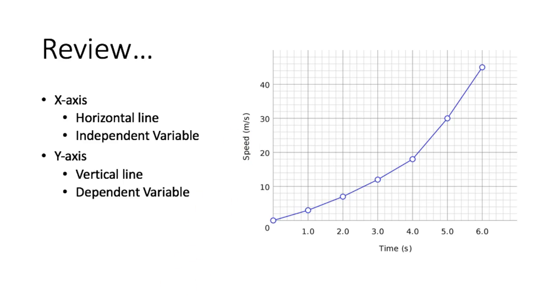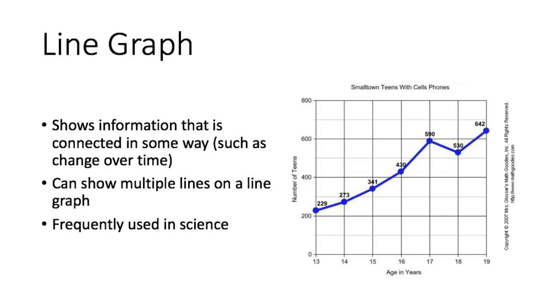Okay? So in chemistry, there are two main graphs that we will be taking a look at. We will use a line graph, which shows information that is connected in some way, usually a change over time. In a line graph, you can have multiple lines. This particular graph shows one line, but you can have multiple lines on a line graph. And as I mentioned, it is frequently used in science.